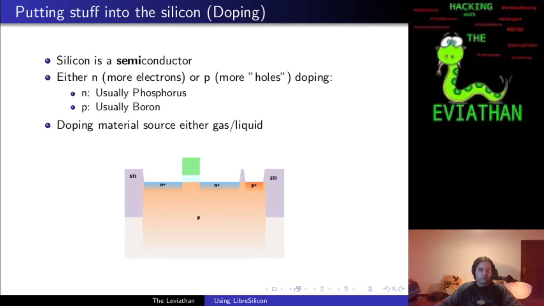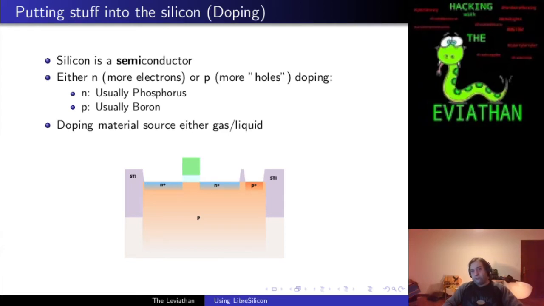You have the choice to either use more electrons, so elements which have a higher electron number in the shell than silicon, or you can use so-called holes by doping it with an element which has a lower electron number in the shell than silicon. This causes those before mentioned P and N junctions.